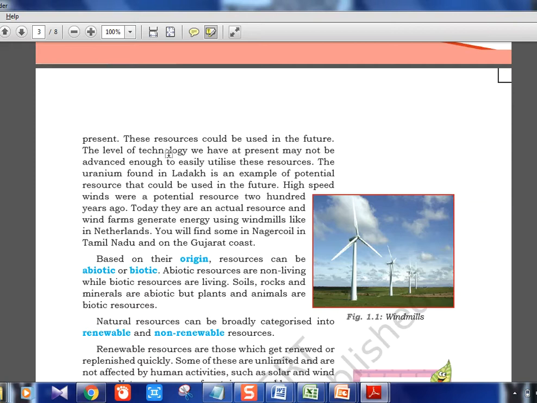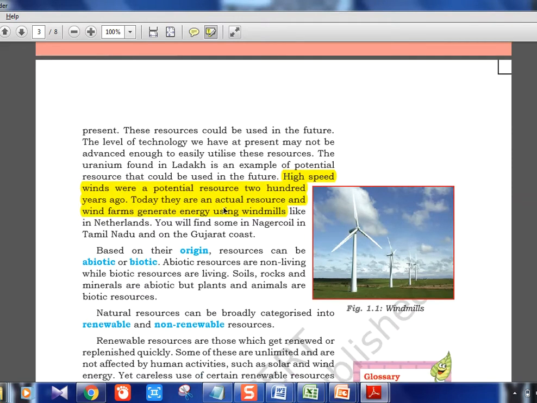Okay, like in earlier times, with wind energy and all, people did not know we can create electricity with wind energy or solar energy. Okay, so at that time it was just a potential resource only. But now in the present day, you know, even India is focusing a lot on renewable energy. So that is what they are telling. High speed winds were a potential energy 200 years ago, but today it is an actual resource. Okay, so that is the difference between potential resource and actual resource. Again, a lot of examples they are giving, but we just need to understand the concept.